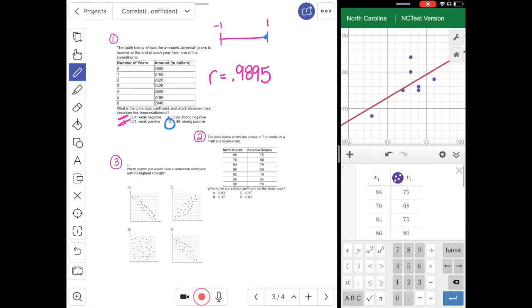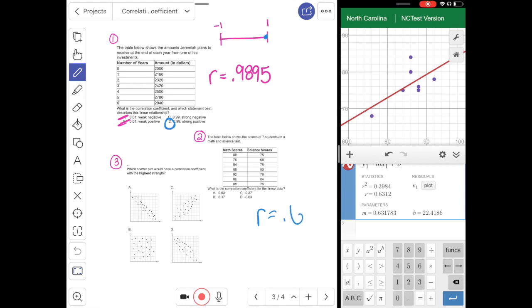And for this one, my R value is positive 0.63. So we know it's that positive relationship, but what does 0.63 mean? I wouldn't consider 0.63 a strong relationship, nor would I consider it no relationship. I would consider this a very moderate relationship.